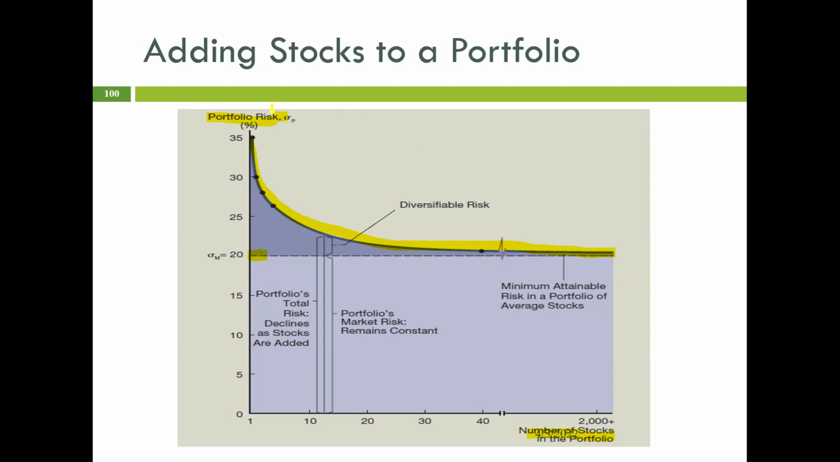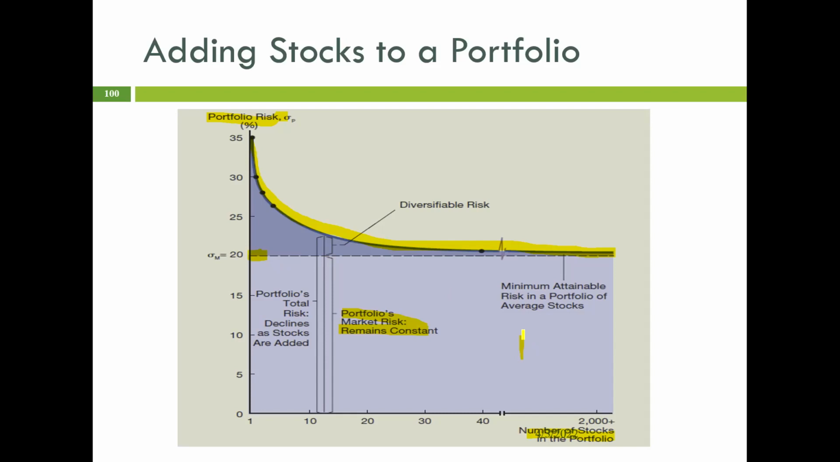So total risk declines up to a certain point. We call this the minimum attainable risk in a portfolio of average stock. So unsystematic risk is declining, but the market risk, or the systematic risk, this part is not diversifying. So it's not declining. Therefore, as a logical investor, you should be compensated for this risk.